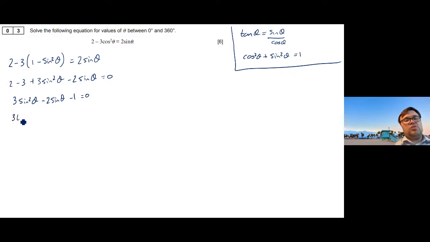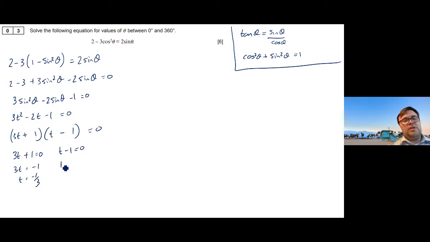If we say that this is 3t squared minus 2t minus 1 equals 0, then I'm going to factorize this. Because 3 is prime, it can only be 3t and t. Because it's 1, it can only be 1, 1. I want the larger part to be a minus, so there's a minus there, and the plus goes there. 3t plus 1 equals 0, t minus 1 is equal to 0, 3t equals minus 1, t equals minus a third, t equals 1. Note this as well, it wants between 0 and 360.